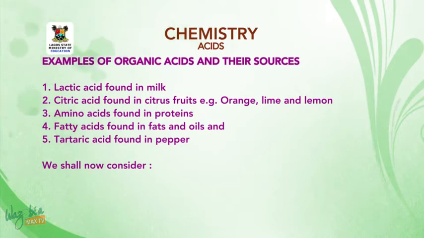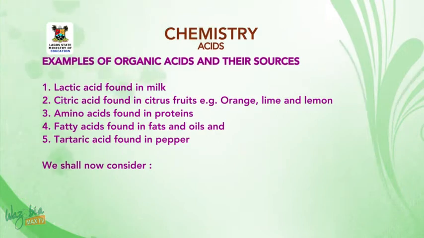Number 1, lactic acid, found in milk. Number 2, citric acid, found in citrus fruits, e.g., orange, lime, and lemon. Number 3, amino acids, found in proteins. Number 4, fatty acids, found in fats and oils. And number 5, tartaric acid, found in pepper.